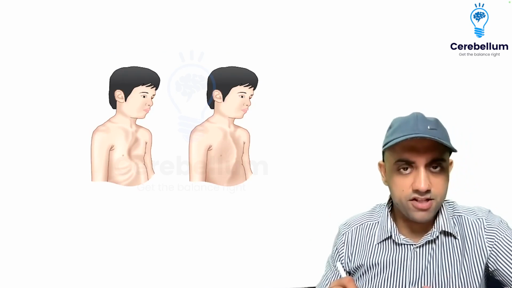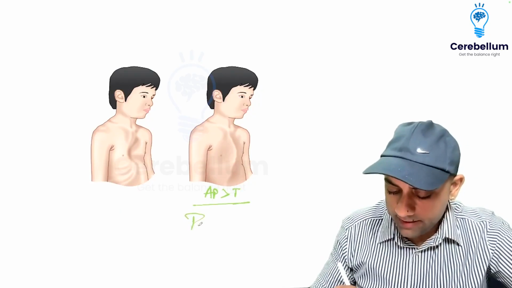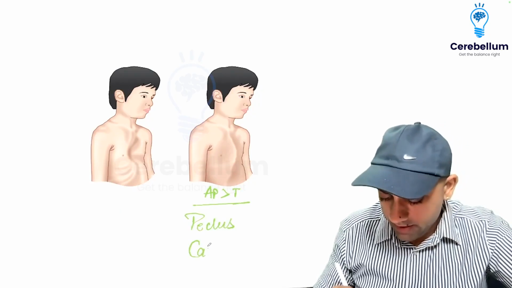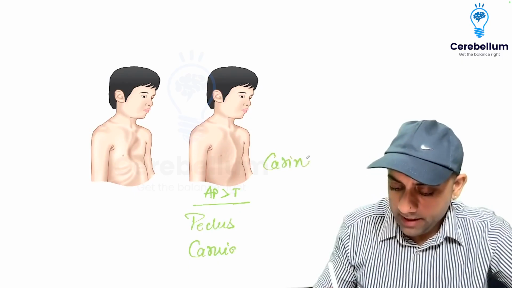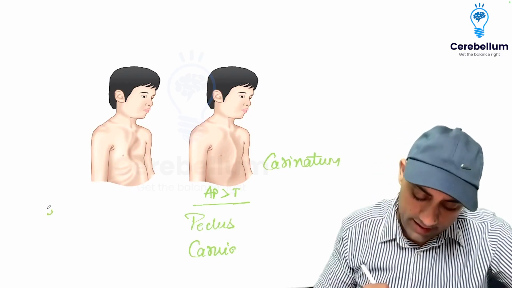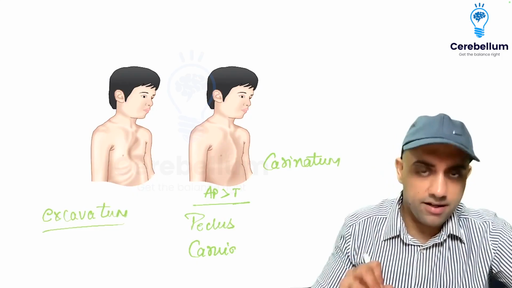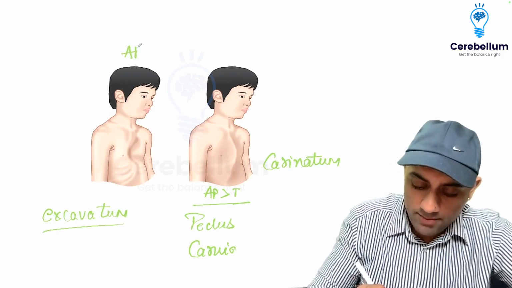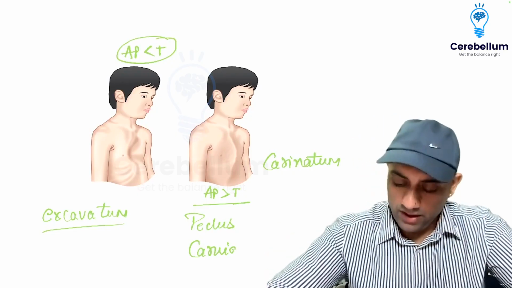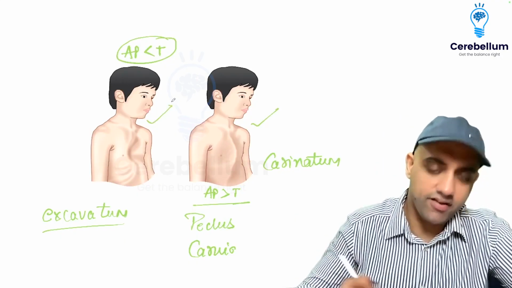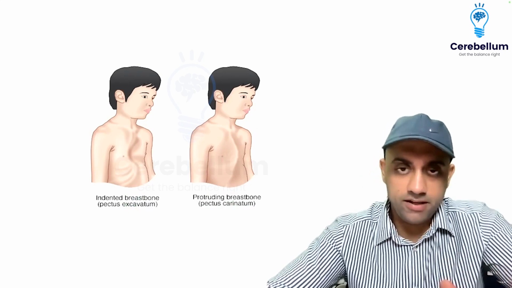Have you heard of pigeon shaped chest and funnel shaped chest? If your AP diameter is more than the transverse diameter, this is known as pectus carinatum, C-A-R-I carinatum. So we have something known as pectus carinatum and something known as pectus excavatum. In pectus carinatum, the AP diameter will be more than the transverse, and the opposite, AP diameter less than the transverse, will be pectus excavatum. So this will be a pigeon and this will be a funnel. Pigeon shaped chest and funnel shaped chest is just an imaginary, image based finding.